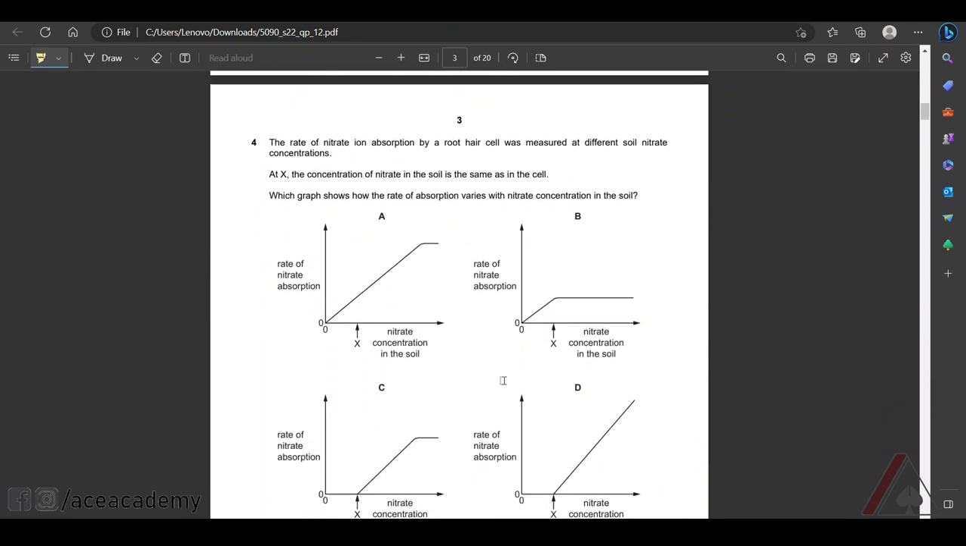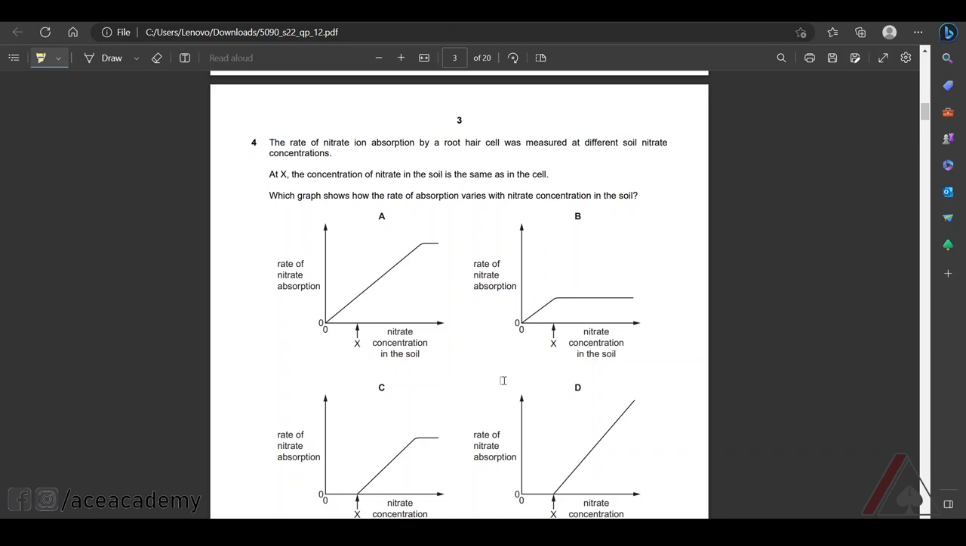Now on to the next question. Number 4. Some of you may find this a little tricky, so you should pay attention. Number 4 says, the rate of nitrate ion absorption by a root hair cell was measured at different soil nitrate concentrations. At X, the concentration of nitrate in the soil is the same as in the cell. Which graph shows how the rate of absorption varies with nitrate concentration in the soil?